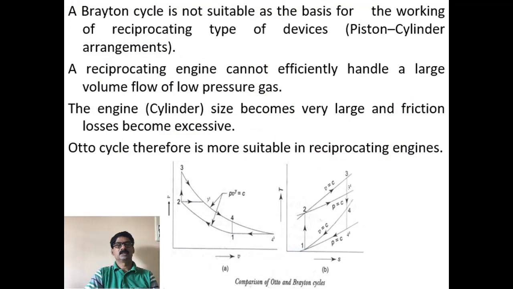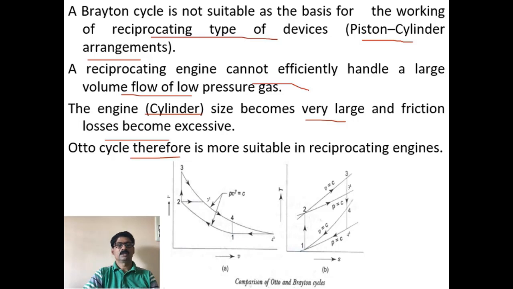A Brayton cycle is not suitable as the basis for the working of reciprocating type of devices. Here the Otto cycle is used in piston cylinder IC engines, whereas the Brayton cycle is not suitable for reciprocating type of devices, because a reciprocating engine cannot efficiently handle large volume flow of low pressure gas like in a turbine. So a turbine handles large volume flow rate at low pressures, which cannot be done by a reciprocating engine. The engine size, that is the cylinder size, becomes very large and friction losses become excessive if you use it for this large volume flow rate at a low pressure.